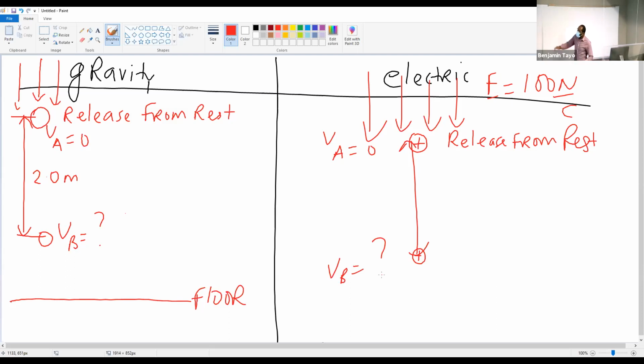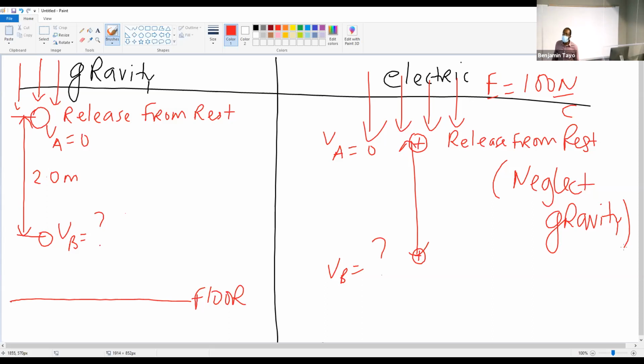So, in example number 2, we're going to neglect gravity. And I think if you remember from our example number 1, we said that for most of the calculations that we're going to do, when you calculate the electric force, it's going to be way, way larger than the force of gravity. So if I have an electric field, I don't need to worry about gravity, right? Because gravity is going to be very small.